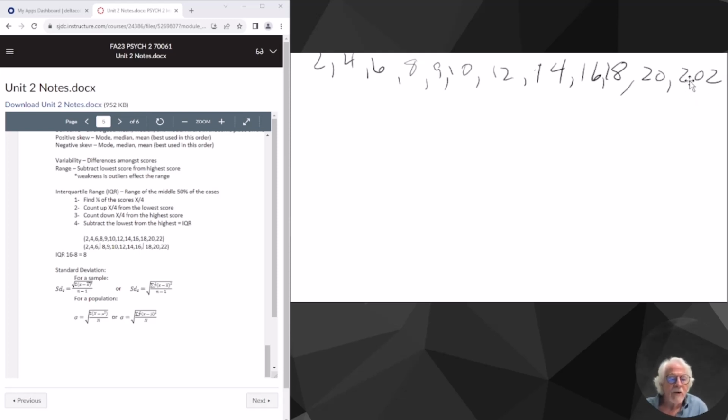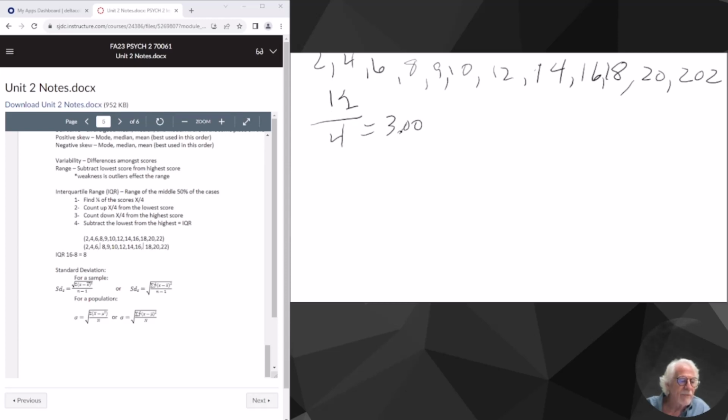So here's our outlier, who would change the range. The range would be 202 minus 2, which would be 200, but the real range of the scores is nowhere near that, right? There's this one score that's skewing that. But what we're going to do is look at that interquartile range. So we have 12 scores. How do we find quarters? We divide by 4. So we have 12 scores, and if we divide by 4, that's equal to 3 scores, right?